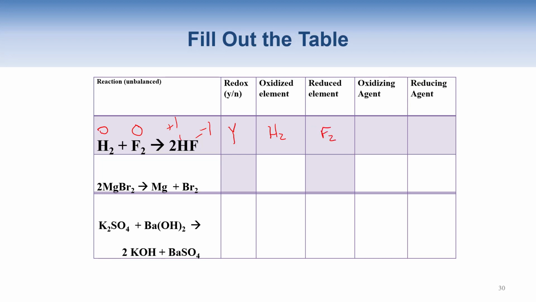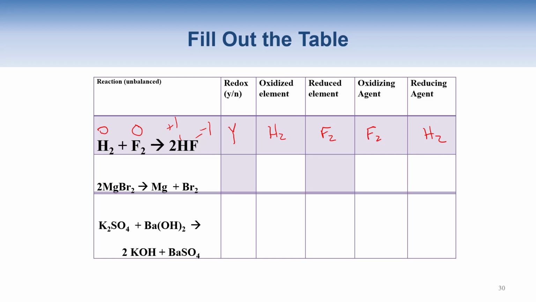The oxidizing agent allows for the reduction of the opposite substance. So the oxidized element is the reducing agent, and the reduced element is the oxidizing agent. The agent allows for something to happen. So fluorine allowed for the oxidation of hydrogen, while hydrogen allowed for the reduction of fluorine.